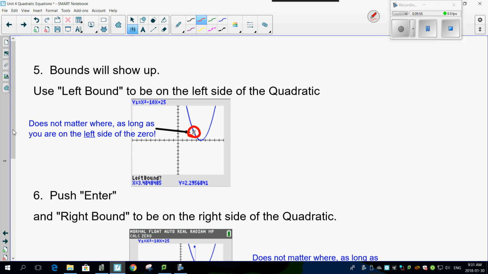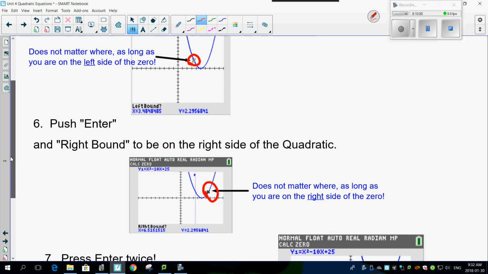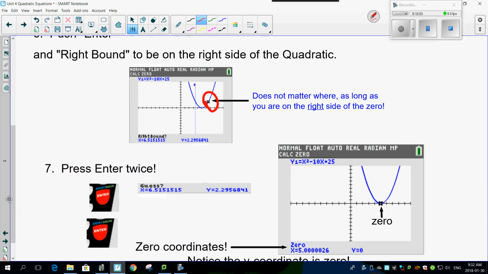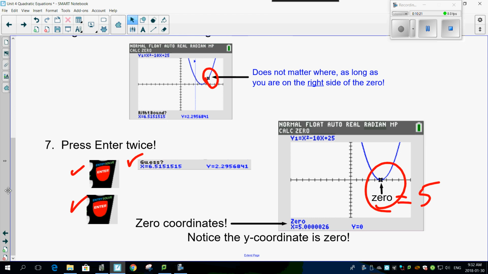Okay, hit enter. Move over to the right side. As long as that's on the right, hit enter, and then it's going to say guess, and all you have to do is hit enter once, twice, and there is the 0. Okay, notice the y coordinate is 0, so all you need to put in is the x coordinate, which in this case is 5. Look how I did the exact same question. Remember what we got as an answer? 4.99999. Look what happened when I did this the first time. It gave me 5.000000. See how the calculator kind of messes up the calculations on that.